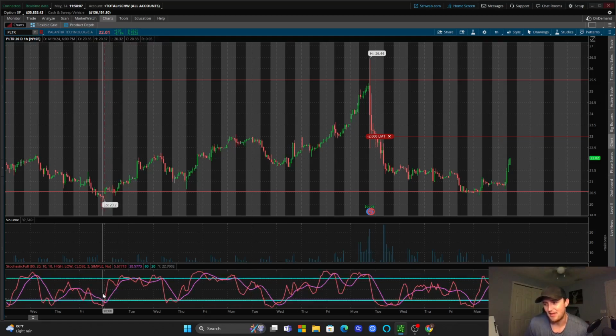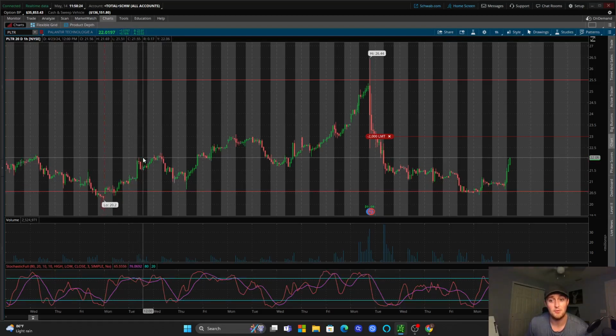Again, it happened back here. We were at our support line. Price was at our support. We had a cross, and we ran up. You see where we started to cross again right here, pre-market. Then we really crossed again right here. So you could have got out around the $22 mark and made a quick $2 a share, or what we call a 10% swing trade. A 10% trade in 2 days, guys. That's how easy it is sometimes whenever you're patient and waiting for the right setups.